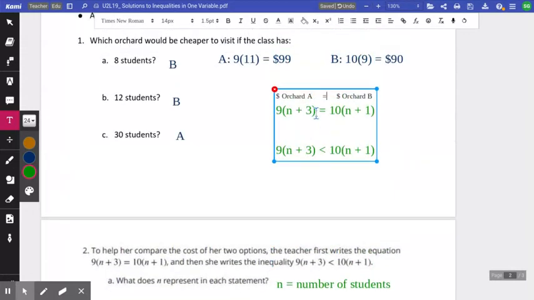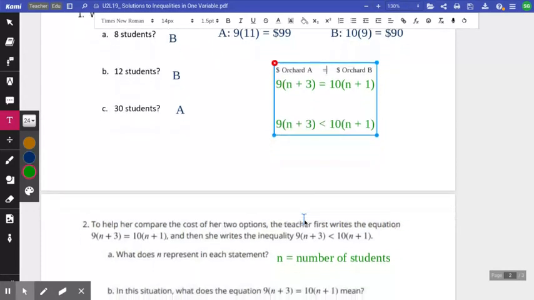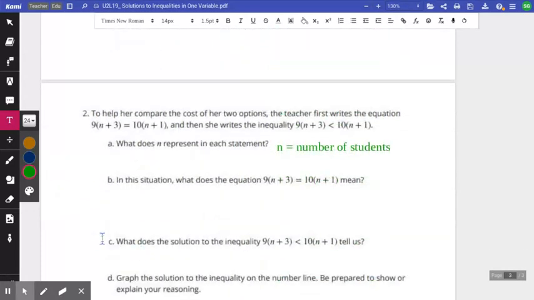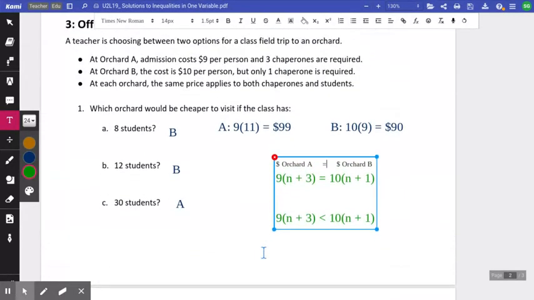Well, that's not all she wrote. She also wrote this inequality here. Use what we had talked about for that equation to see if you can figure out what this inequality describes. The question is, what does the solution to the inequality n times 9 times n plus 3 is less than 10 times n plus 1 tell us? And I'll come back up here so you can see all the information.